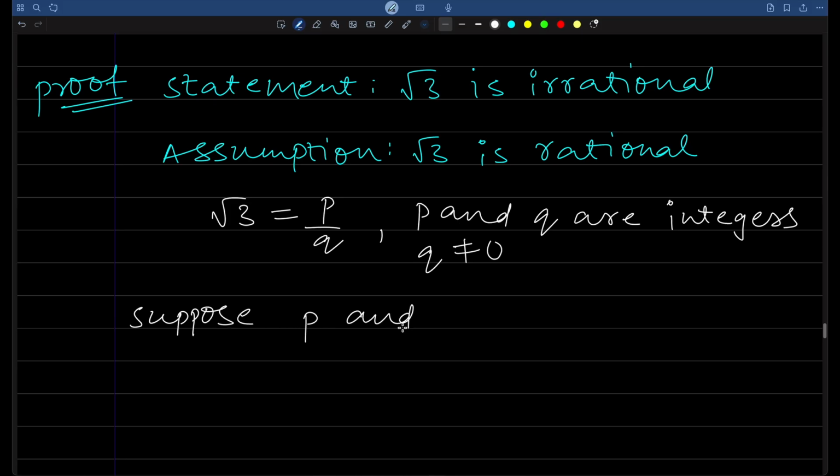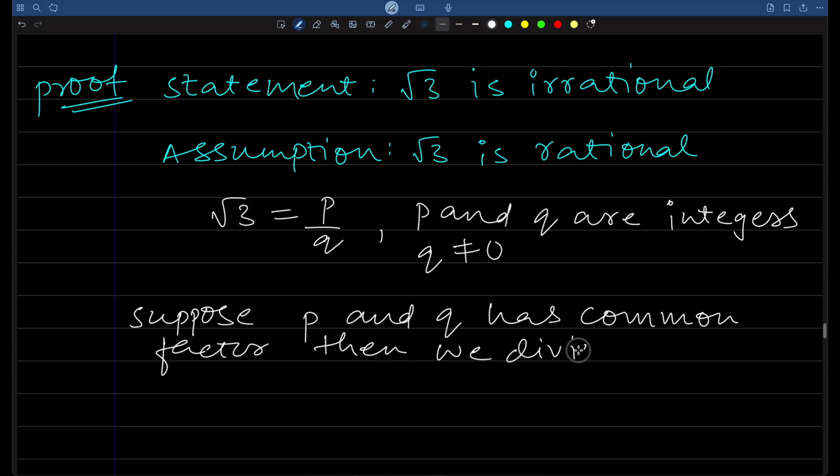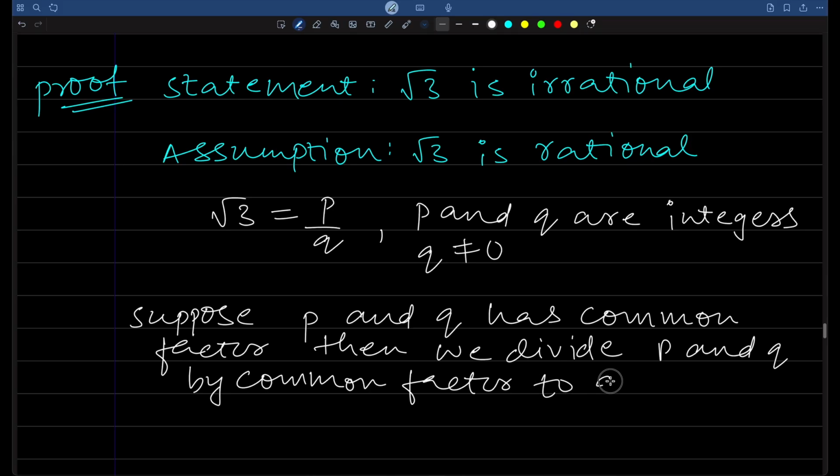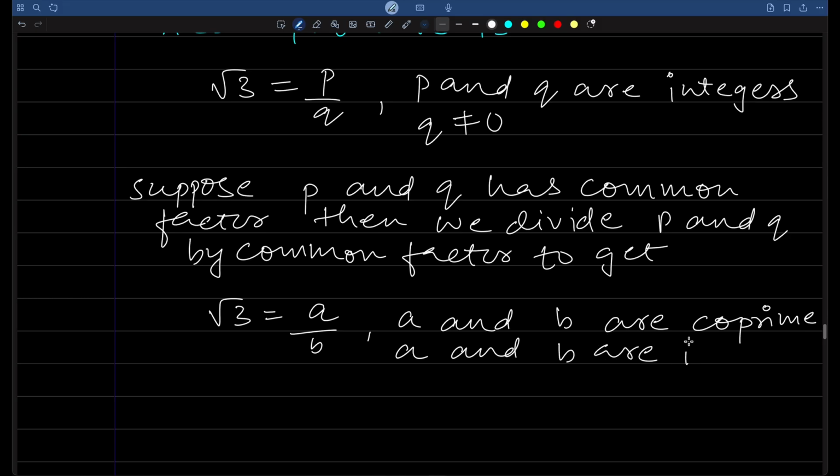Suppose P and Q have some common factor, then we divide P and Q by the common factor to get root 3 equals A by B, where A and B are co-prime, and A and B are integers and B is not equal to 0.